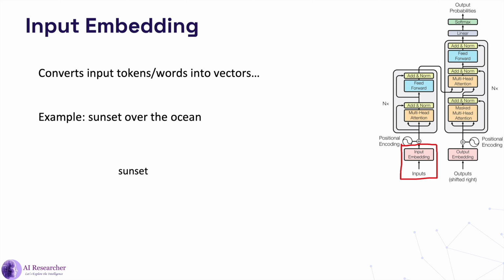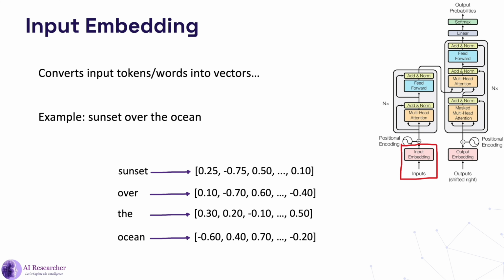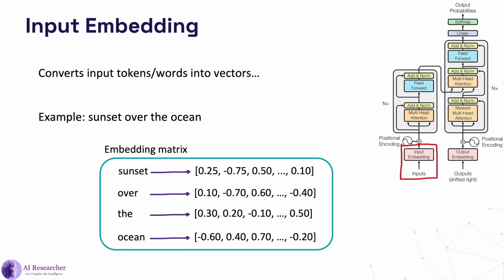For instance, the word sunset from our example is turned into a numeric vector which might look something like this: 0.25, 0.75, within a high dimensional space. It also captures various semantic and syntactic properties of the word within its dimensions. Likewise, the rest of the words, such as over, the, and ocean, are also represented as high dimensional vectors using the embedding matrix.